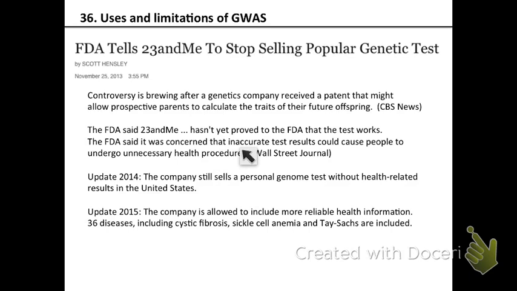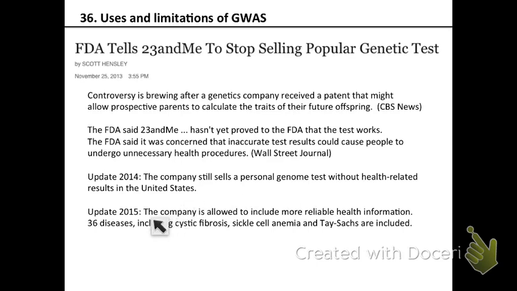So it said that these inaccurate test results could cause people to undergo unnecessary health procedures, because people actually don't know what a GWAS is and how to interpret that, right? So 23andMe stopped selling this for a while. And then in 2014, the company basically still sold the personal genome test. That's the ancestry type of test. It'll tell you what percentage Neanderthal you are and stuff like that, right? And what region of the world your ancestors come from, etc. But they suspended all the health-related results.